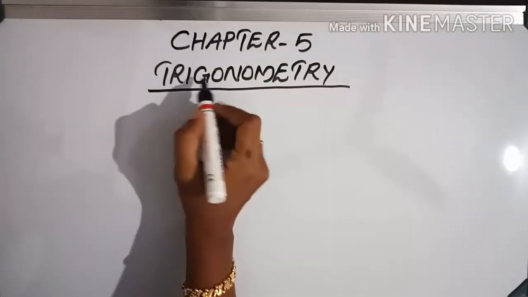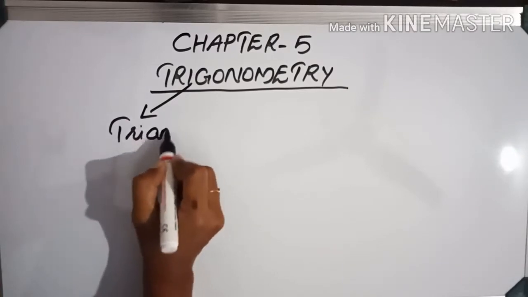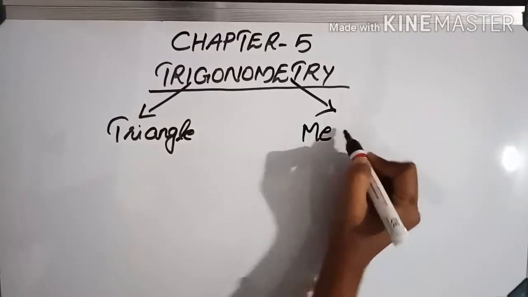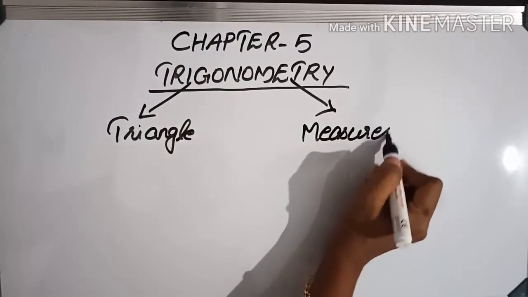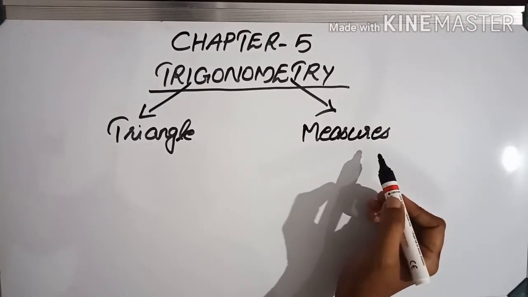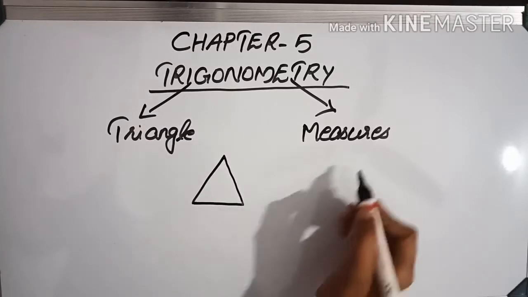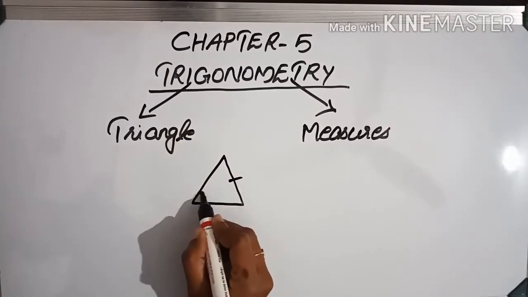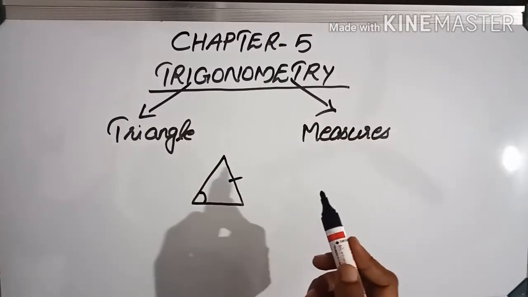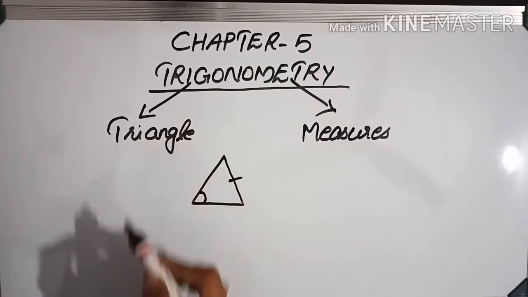Here, the word trigno means triangle, and the metry means measures. So, trigonometry means triangle measures. Which all are the measures of a triangle? For a triangle, sides and angles are the measures. So, trigonometry is the study of relationship between sides and angles of a triangle.